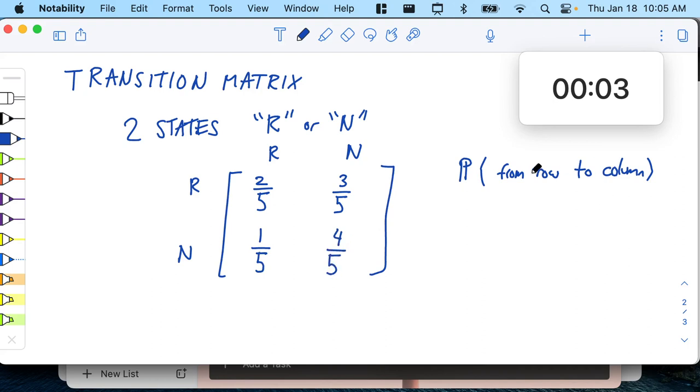And you can always check in a transition matrix, the rows sum to 1. Rows sum to 1. So that's another way to check and make sure things are going right. So this is the one I got. Maybe you got something similar. It's possible if you switch the order of R and N, you got the same matrix but flipped. That would also be correct.